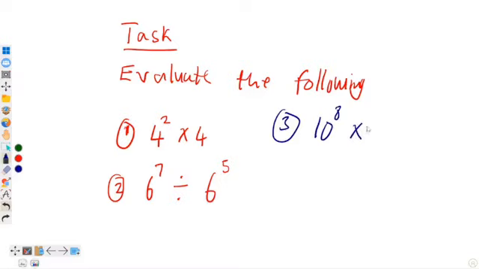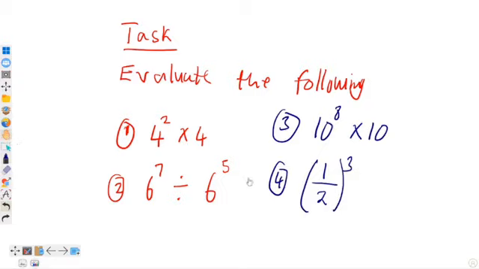For such bigger numbers, you can even use a calculator. Number 4, let's say you need to evaluate where you have 1 over 2 raised to the power of 3. So these are some of the questions that you need to answer.